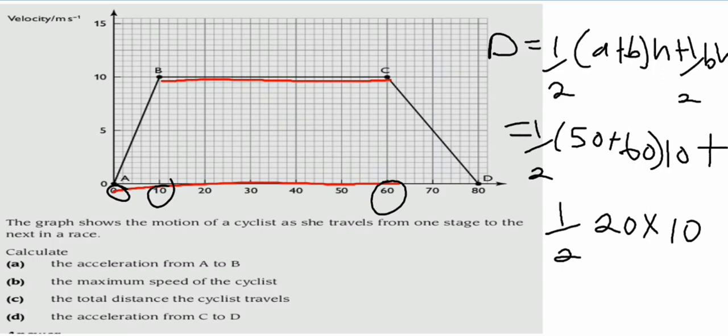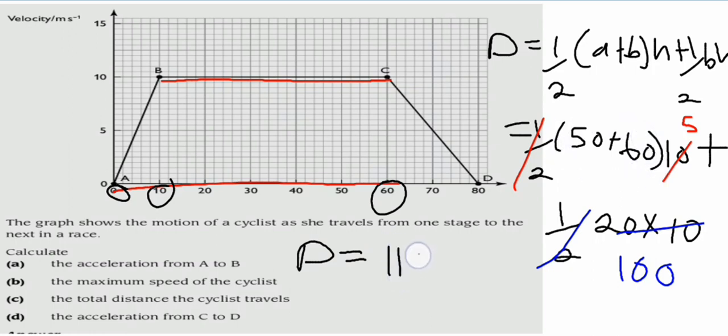So let me find the half of 10, which gives us 5. Then when I add 50 plus 60, I get 110. On this part here, 20 multiplied by 10 gives 200. Now the half of 200, I'm going to get 100.